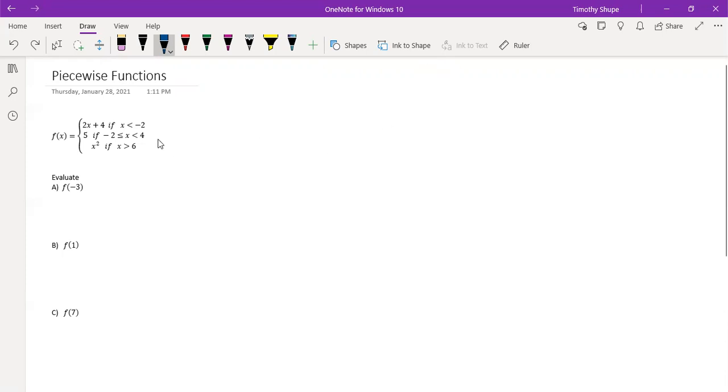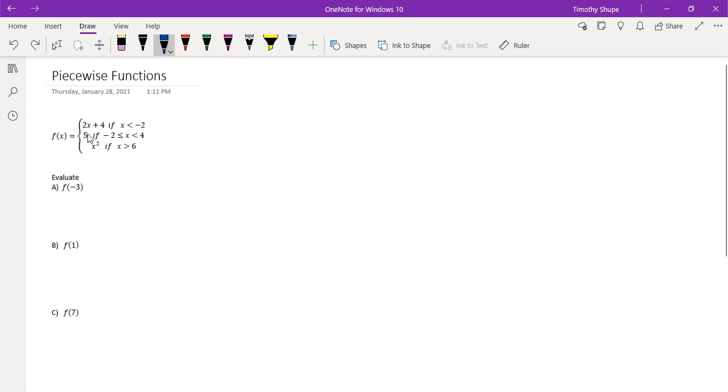Now, this first section of the function only happens when x is less than -2. That's why we have this inequality here. The second function only happens between the x values of -2 and +4. And then the third function only happens when x is larger than 6. So those inequalities on this right side here help us to understand where each piece of that function happens.